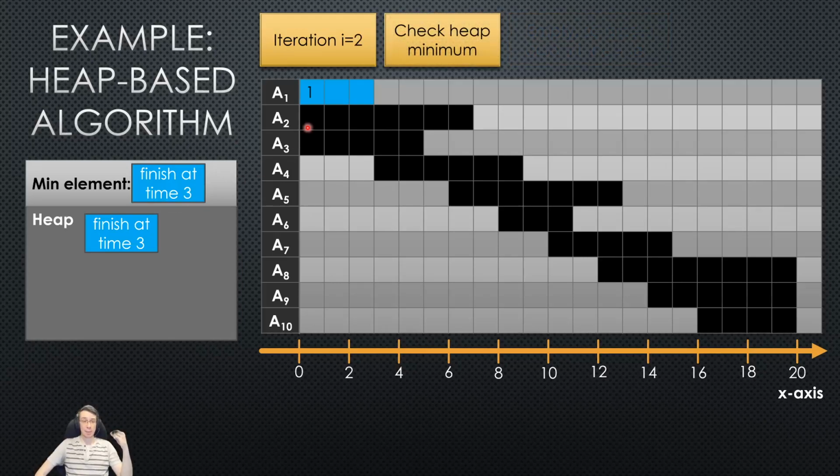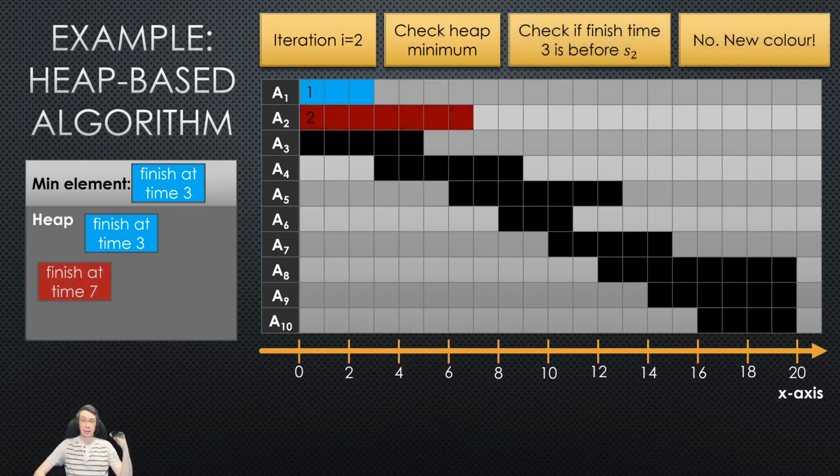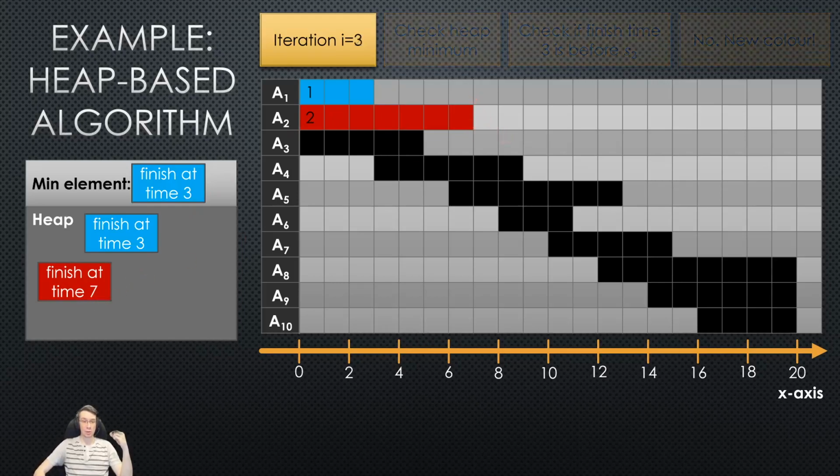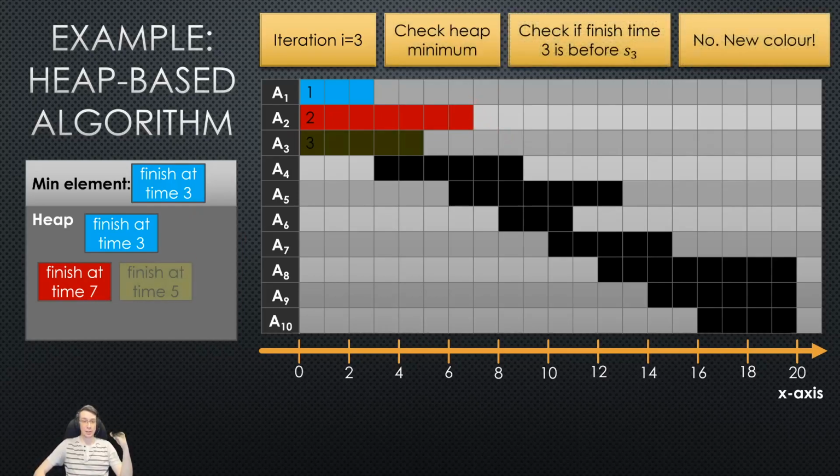So when we come to the next interval we want to color, we're going to check: is its start time greater than or equal to the minimum finish time in the heap? Well, the minimum finish time in the heap is 3. Well, 3 is after this, so the start time is not greater than the minimum finish time, so we can't reuse a color. So we have to create a new color, and we push it into the heap with the finish time 7. We're going to do the same thing for the third interval.